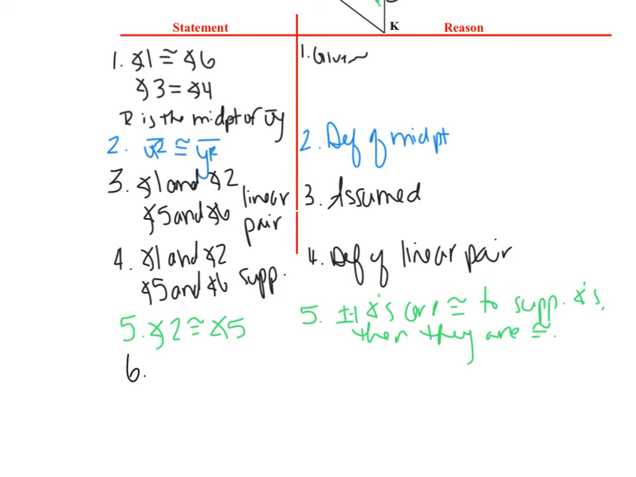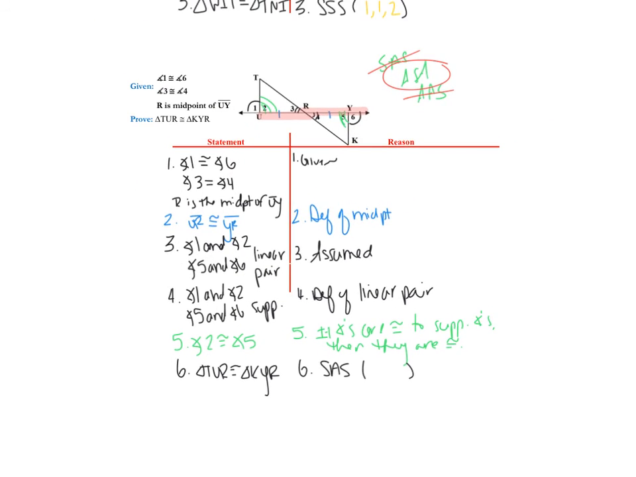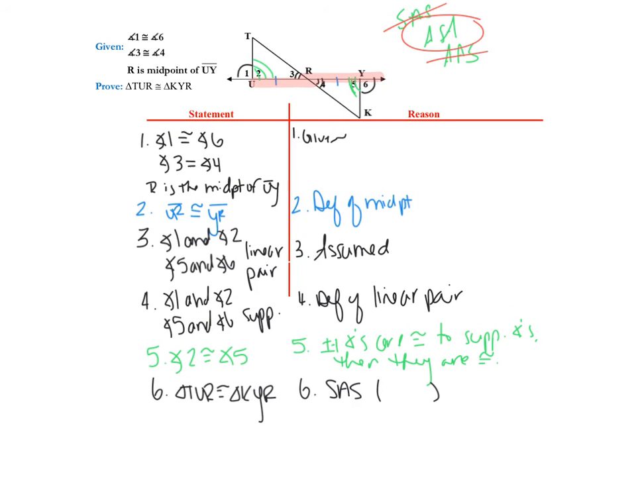So triangle TUR is congruent to triangle KYR. Remember, you got to follow order. So this would be by SAS, and then let's go through our steps. So we used that 3 and 4 were congruent, so it's from step 1, step 2 for the segment, and then step 5. So 1, 2, and 5.